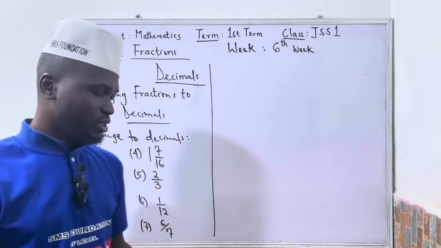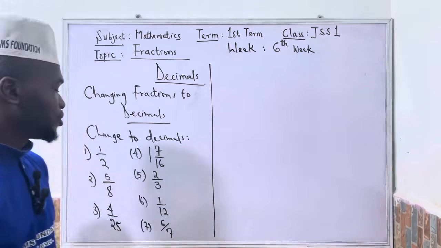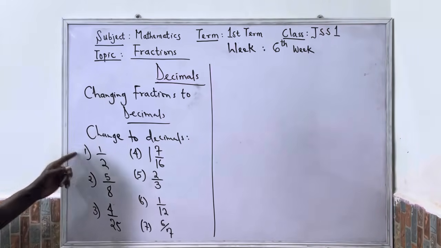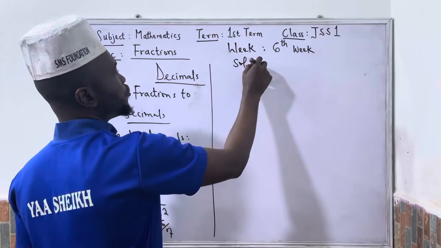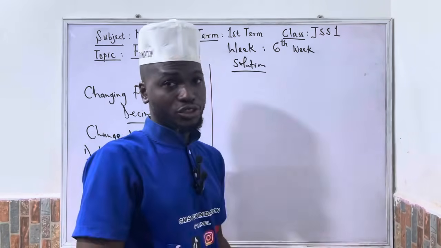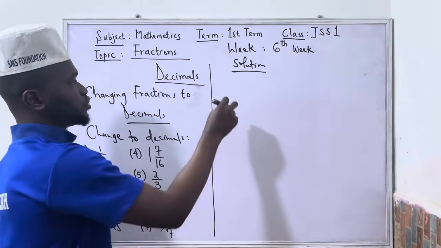So mind you, the decimals sometimes can lead to terminating decimals or unterminating decimals. Let's start with the first one. So this is an opportunity for you to revise your division, either the long division or the short division. Let's go to number 1.